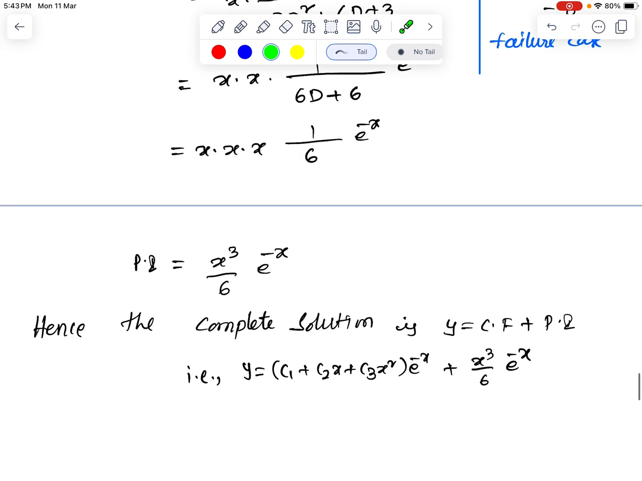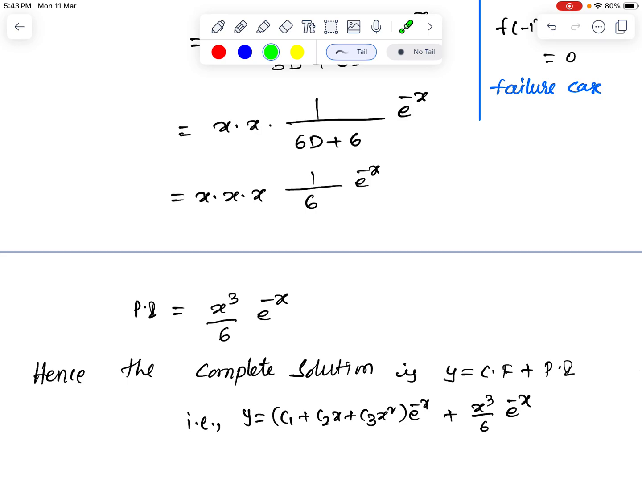Hence the complete solution is y equal to complementary function plus particular integral, that is y is equal to (c1 plus c2x plus c3 x square) into e power minus x plus x cube by 6 into e power minus x. It is the required solution for the given example.